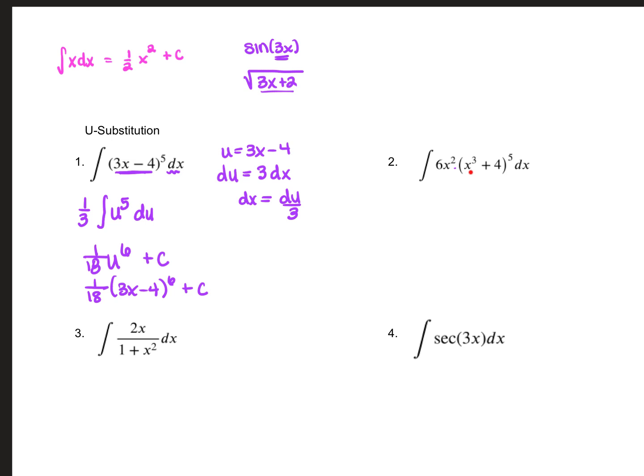So if I look at the inside of this power and I let that be my U, notice that the power is x cubed. So we're looking for the derivative, or the 1 degree less power, to be out front or somewhere. And if I take the derivative of this, I'm going to have x squared, and you can see that it is right here to cancel. So let's see, u equals x cubed plus 4. Take our derivative with respect to u. Solve for dx.